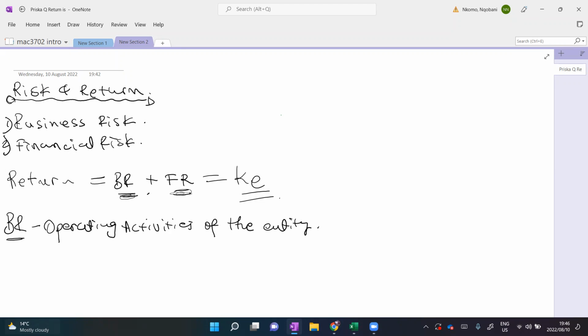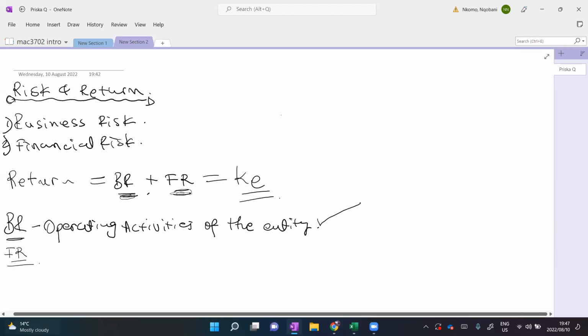There are also other items like you sell your products on credit and your debtors don't pay. You might not be able to access suppliers in your operating activities. So if you don't have suppliers, it means that you might not be able to produce your products. So that's what we'll be looking at when we are looking at the business risk. Then the other one is what we call the financial risk.